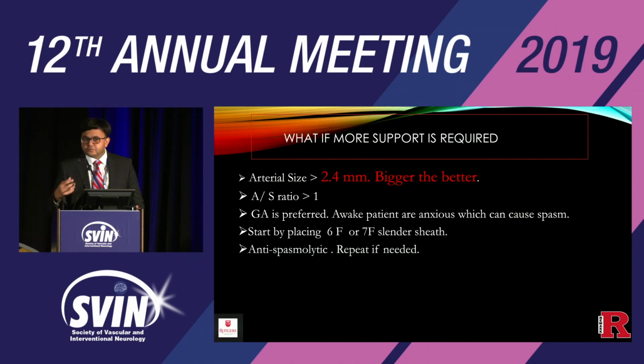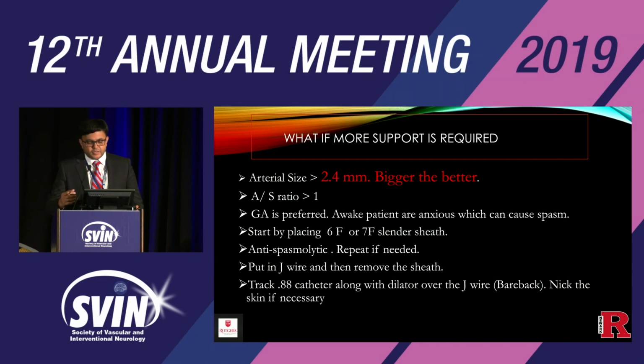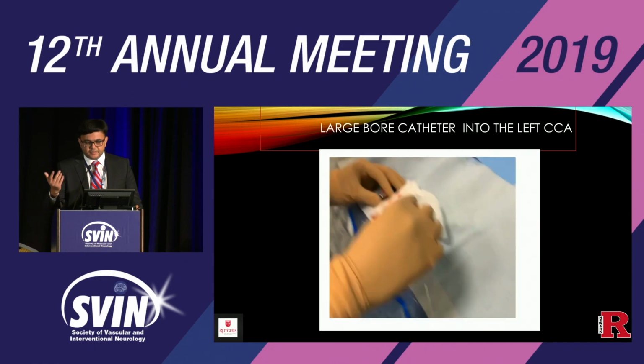Then I put a cocktail through that short sheath. I repeat if I have to. Then we put in a J wire. Then we remove the sheath, and then we track the 088 catheter along with the J wire bare back. Then again I'm not exchanging, and then I put a SIM2 over it and catheterize the vessel. So I think this is the video. Rakesh has shown it. I'm going to show it again.